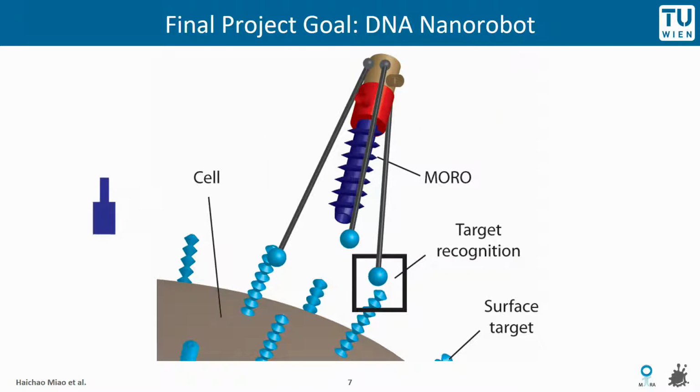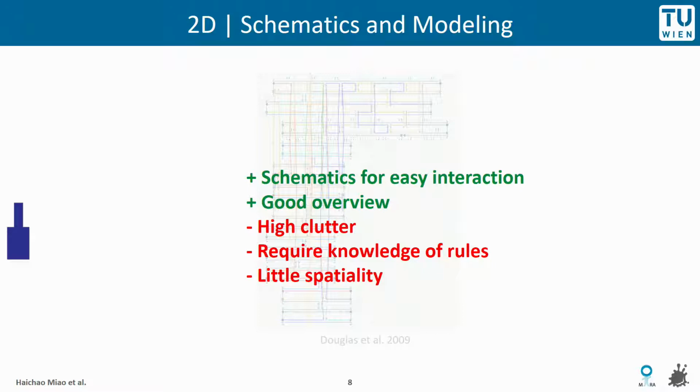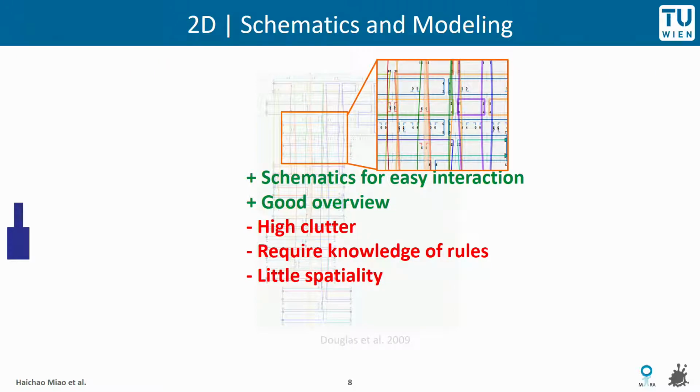So let me show you quickly how this DNA nanotube was designed. We have very traditional DNA schematics that you can see here. The advantage is that these 2D views are very well suited for easy interaction. We get a good overview. But the problem is, since we designed something that is 3-dimensional on a 2-dimensional layout, we have a lot of visual complexity, a lot of visual clutter.